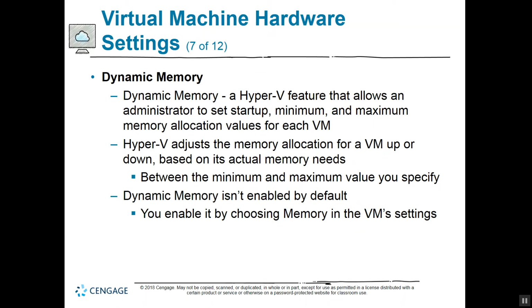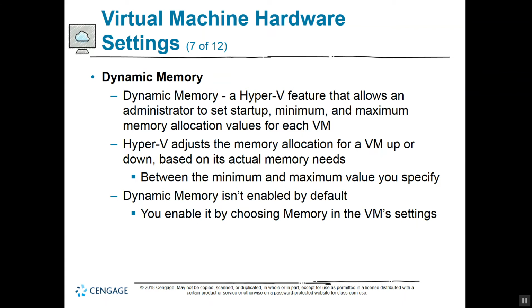Now, when it comes to dynamic memory, a Hyper-V feature allows an administrator to set startup, minimum, and maximum memory allocation values for each VM. Hyper-V adjusts the memory allocation for a VM up or down based on the actual memory needs. So we can reserve more space than we're actually using, but not actually block it off so nothing else can use it.